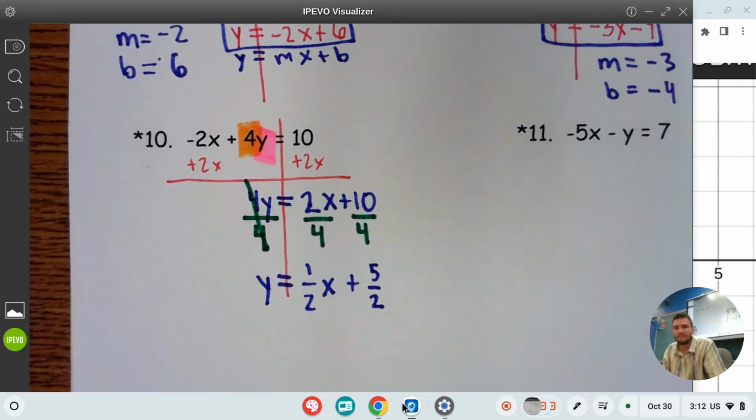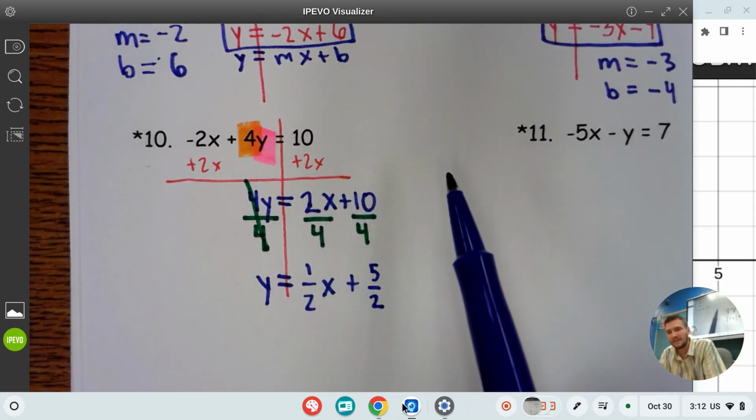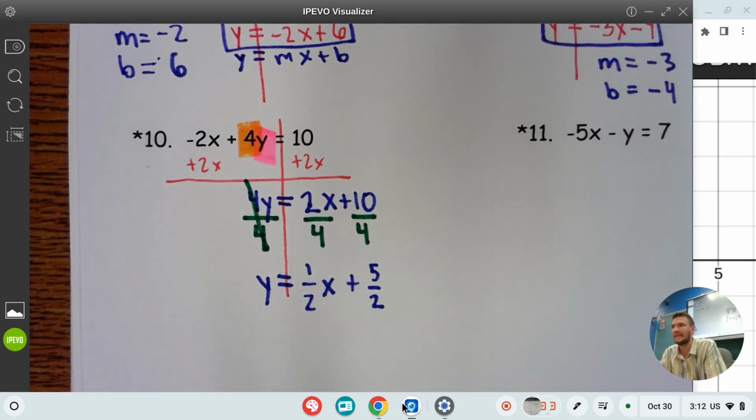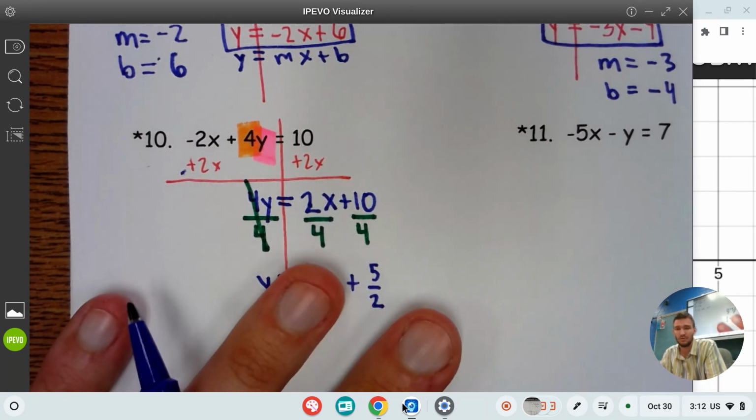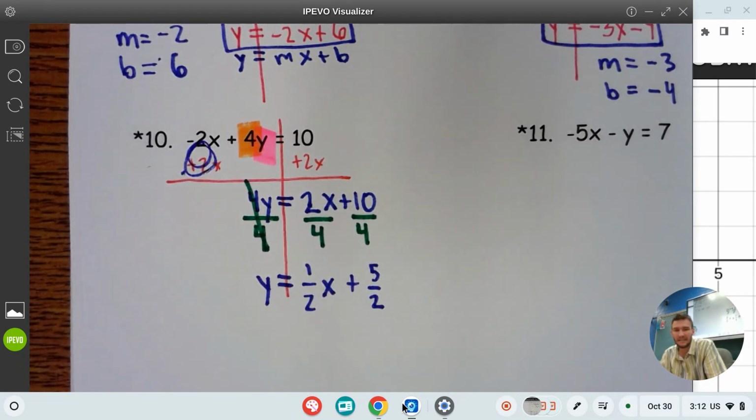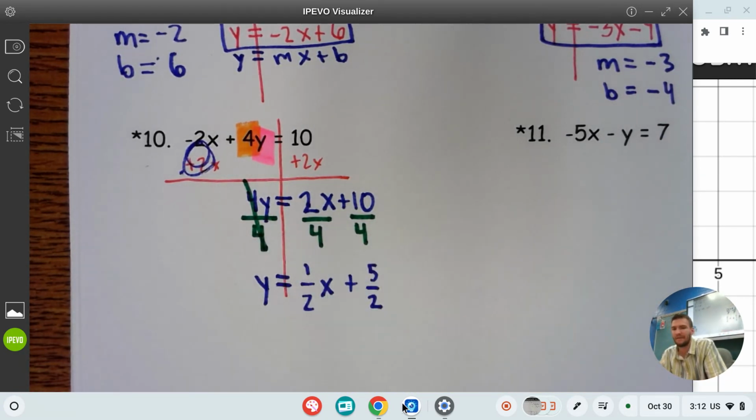I know this question was like 1 minute longer than the other questions. All we did was add 2x to both sides and divide by 4. That is not rocket science. Plus 2x makes 0, easy. And then divide by 4, divide by 4, divide by 4. That's not crazy. And we get to use Desmos, so it's really not that hard.